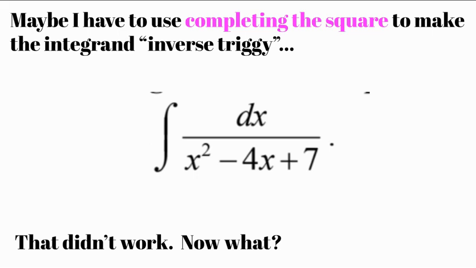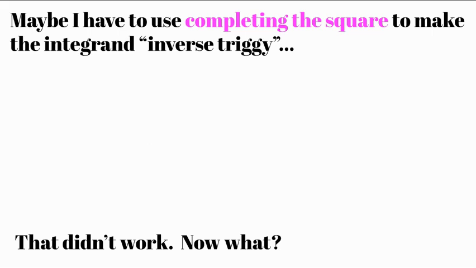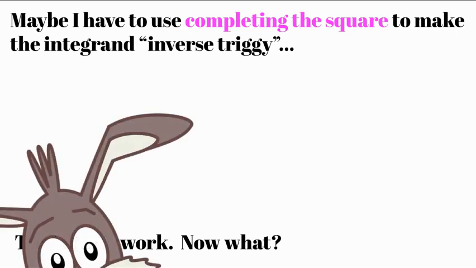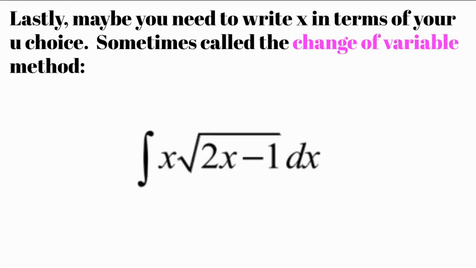But let's suppose it didn't. Do we have any other options? Any other tools in our tool belt? Don't go down the rabbit hole. Let's try one last thing. So lastly, maybe you need to write x in terms of your u choice. Some people call this a change of variable method.